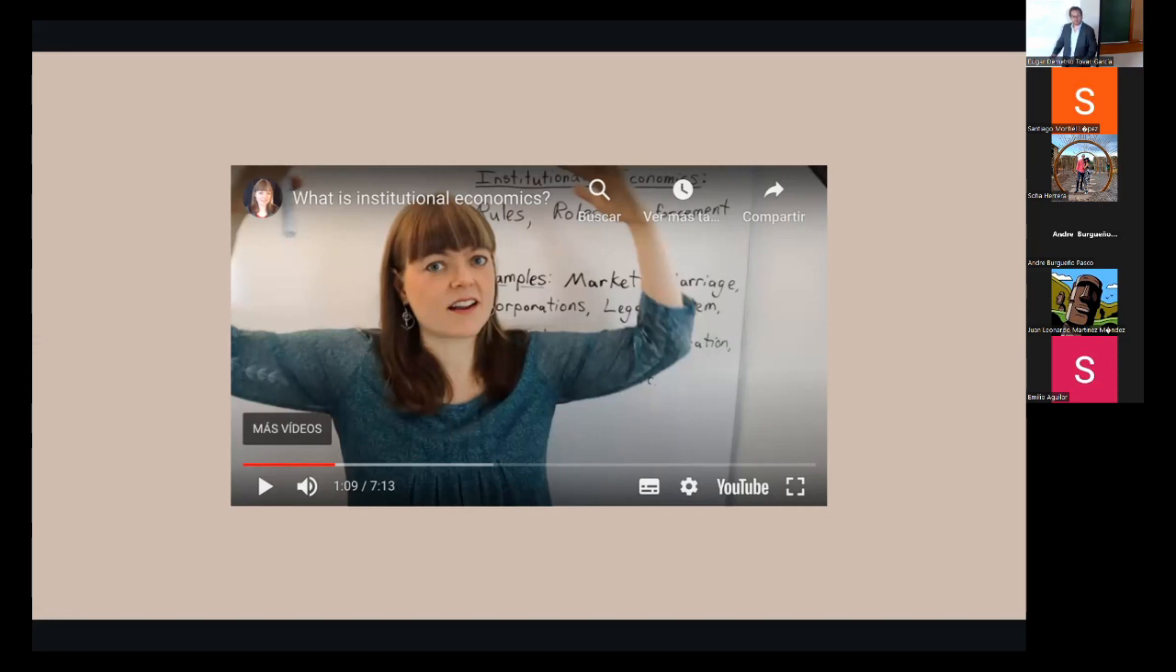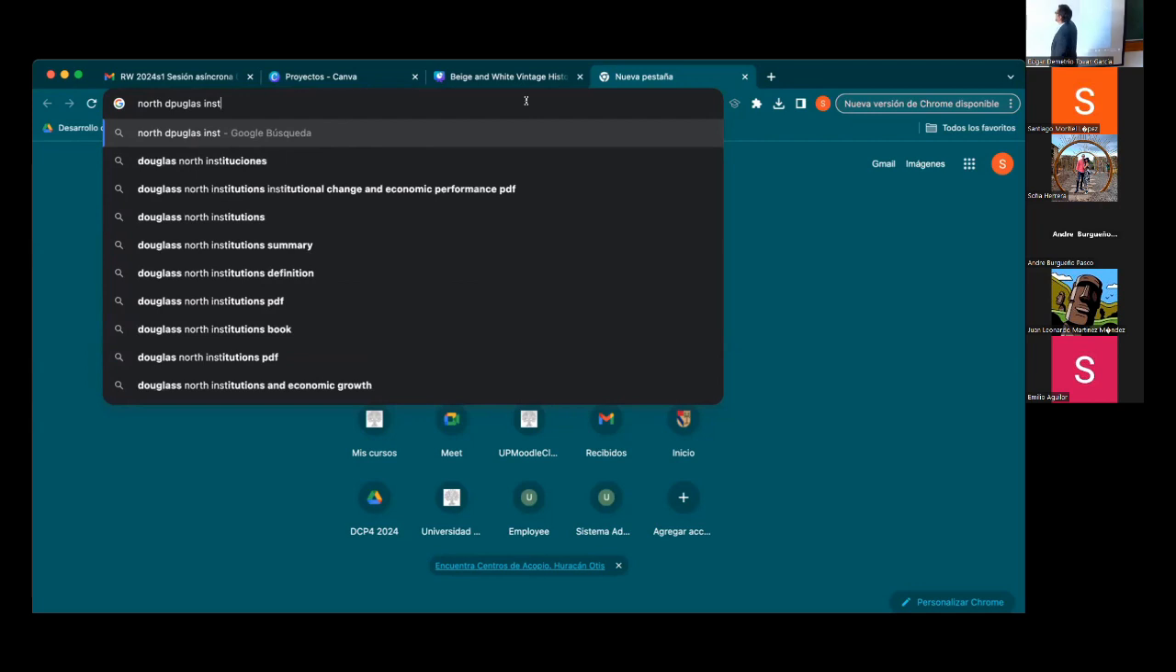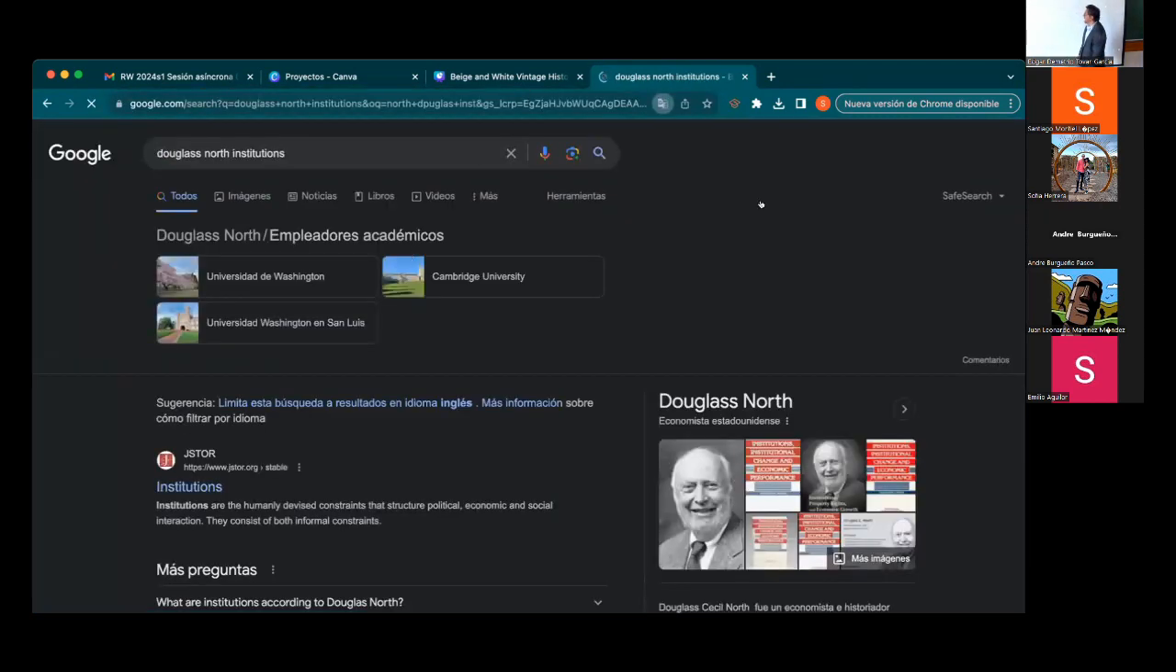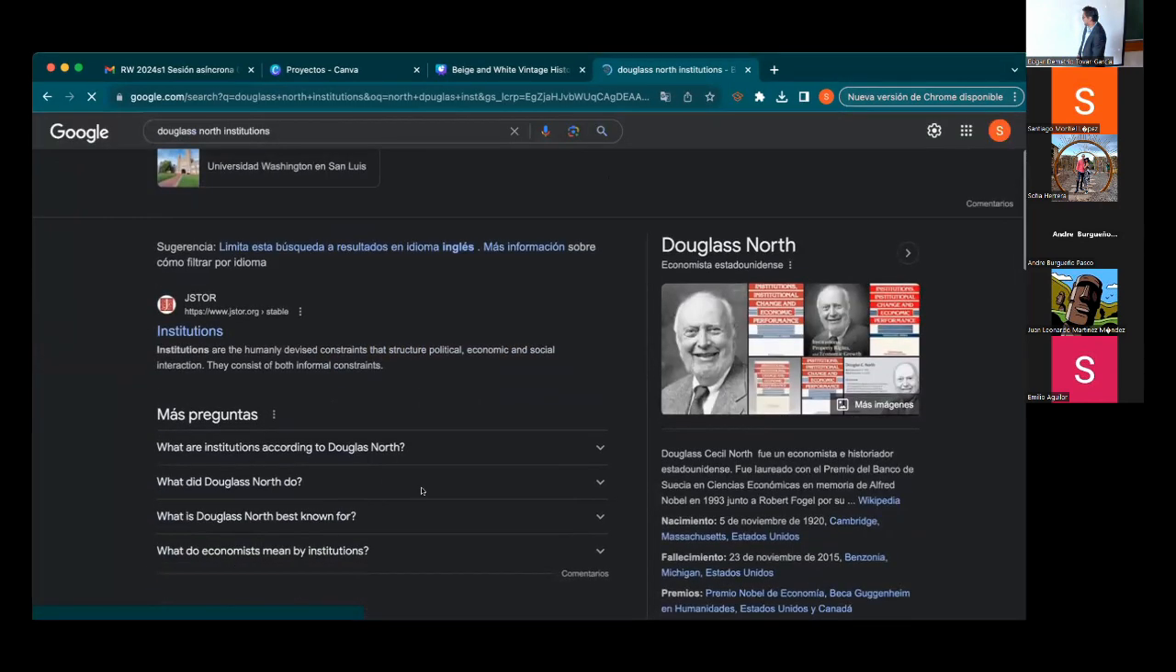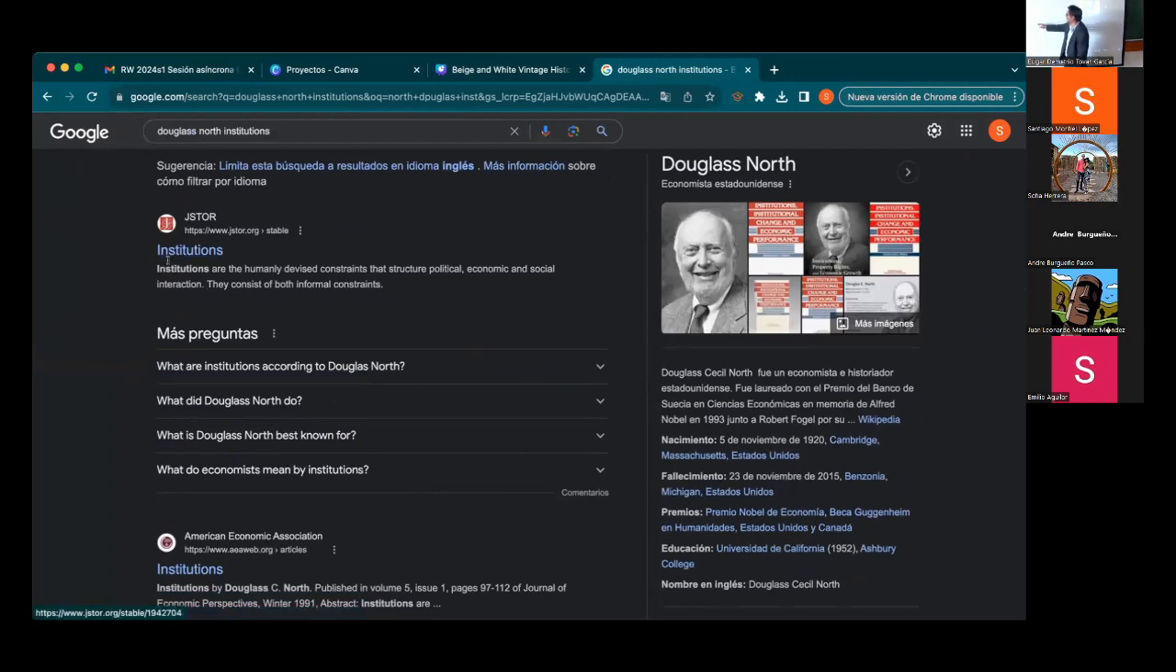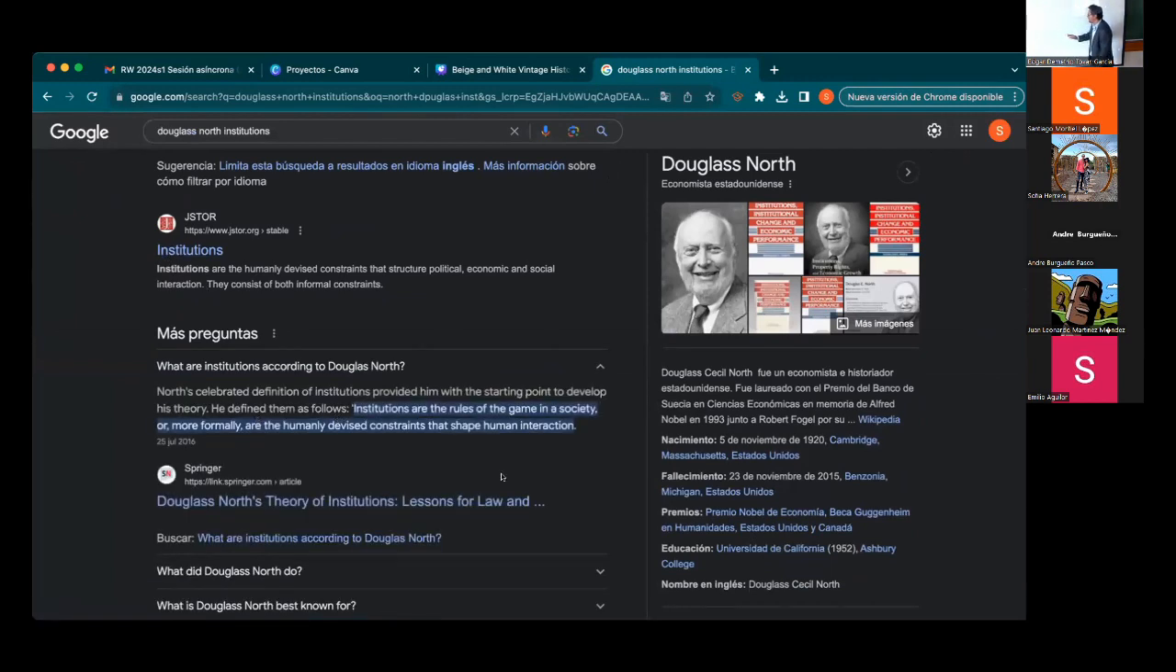Okay, guys, please, everybody Google. What are institutions according with Douglas North? Google that. You will find options, because we need a definition of what is institutions. Look. What are institutions according to Douglas North? This option, yeah? And now read the definition by Douglas North. Institutions are the rules of the game in society. More formally, are the humanly devised constraints that shape human interaction. It's one definition, guys. This is what you need to remember.